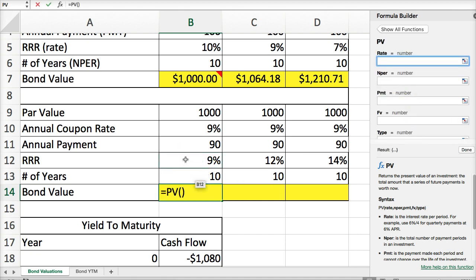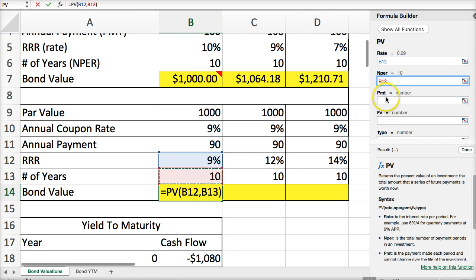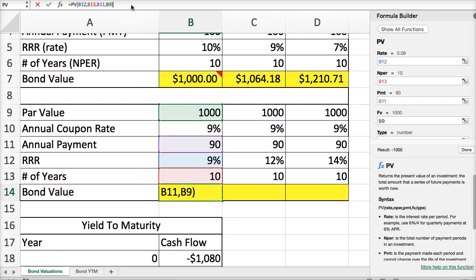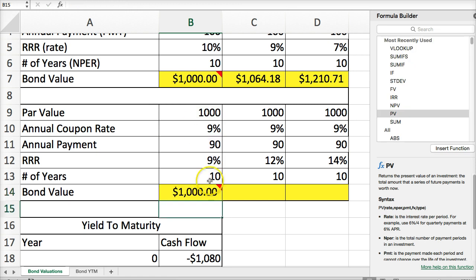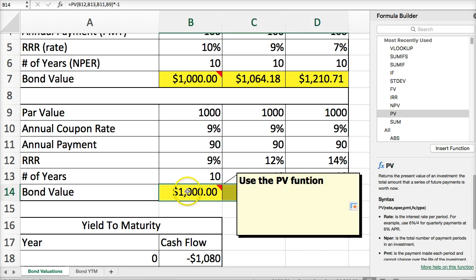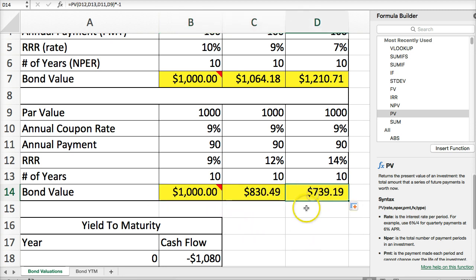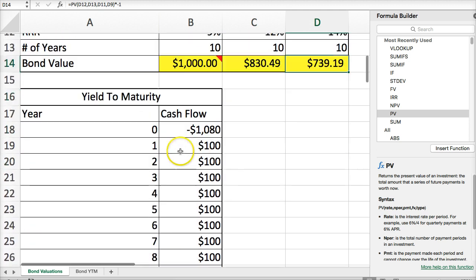Required rate of return is the rate, Nper is the number of years. Now these are annual bonds, not semi-annual, so the payment and the future value. And at the end here, if you multiply by -1, you can change it to a positive number. So yeah, we'd expect this to be 1,000. And I can actually just drag this over since it's going to be using the same inputs. And we see that we go from 1,800 to 700 as the interest rate increases, thereby proving that inverse relationship. So that's how you would calculate the value of a bond.